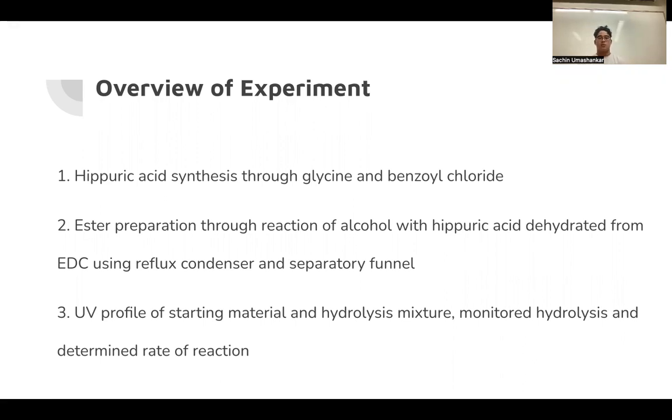And lastly, one other general purpose behind our experiment was to study the structure activity relationships in a base promoted ester hydrolysis.